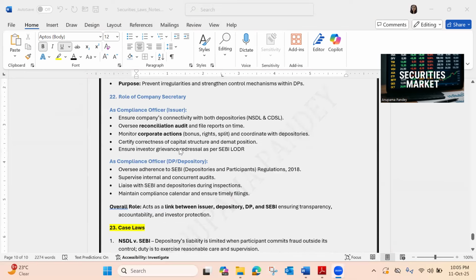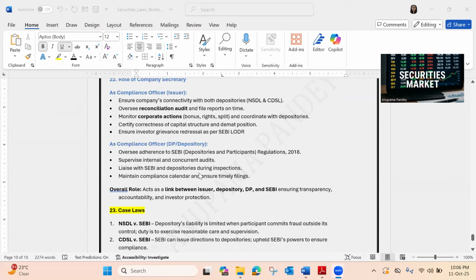What is the role of company secretary? So as a compliance officer of the issuer, जो कंपनी का जो भी compliance officer रहेगा वहां पे उसका क्या रोल है? To ensure company's connectivity with both depositories, that is NSDL and CDSL, oversee the reconciliation audit and file the reports on time. जो भी उनको reconciliation audit का report आएगा उसको time पे file करना है. Monitor the corporate actions, bonus, rights, split, and coordinate with the depositories further. Without depository, no corporate actions can be taken. Certify correctness of capital structure and demat position. Ensure investors' grievance and redressal as per SEBI LODR. Investor grievance को redress करना, that is a very important task which you have to do being a listed company.